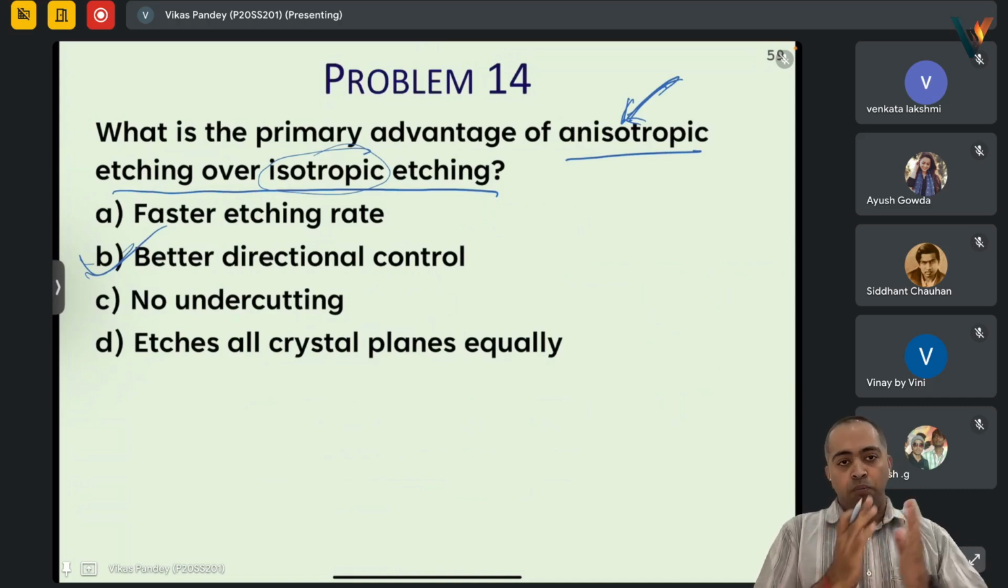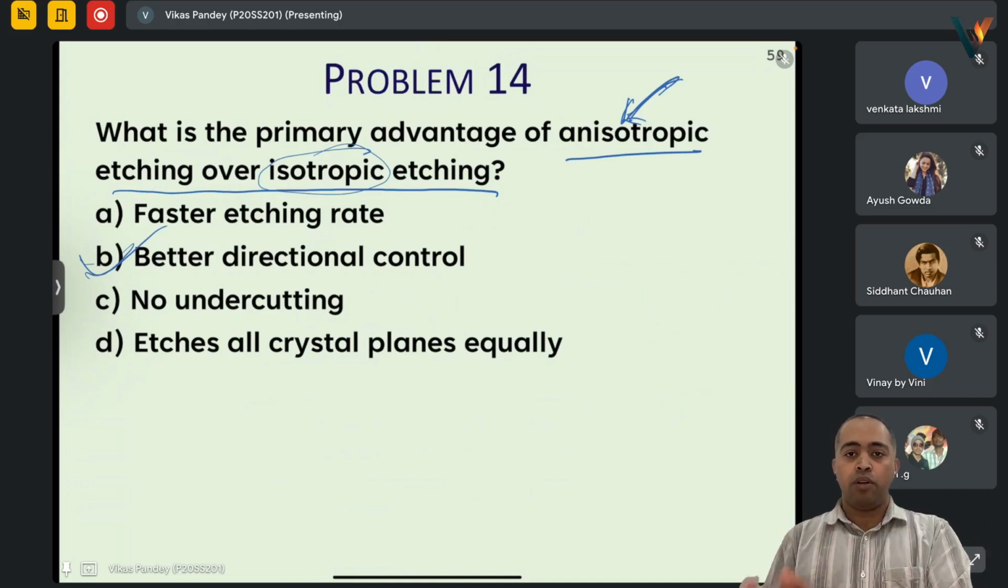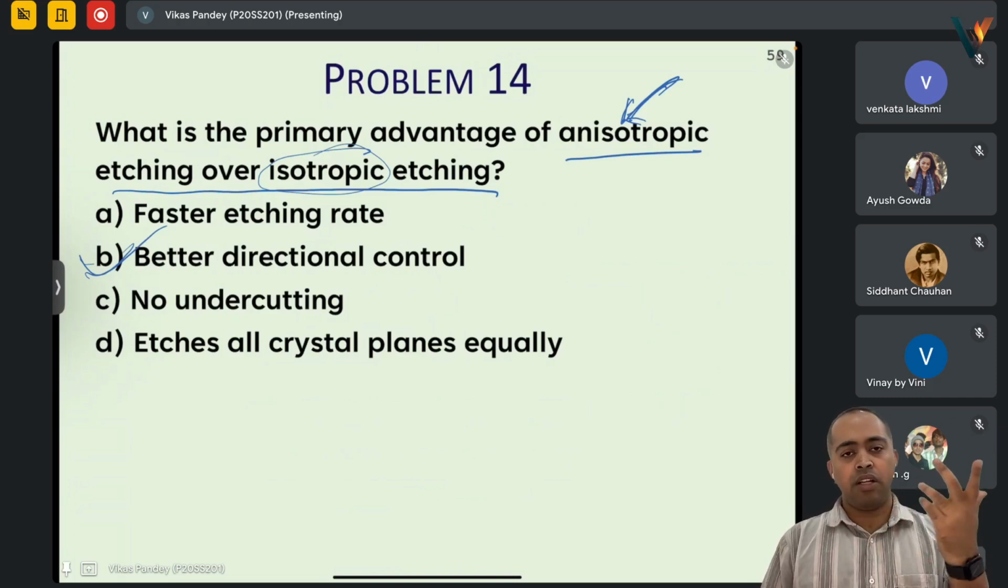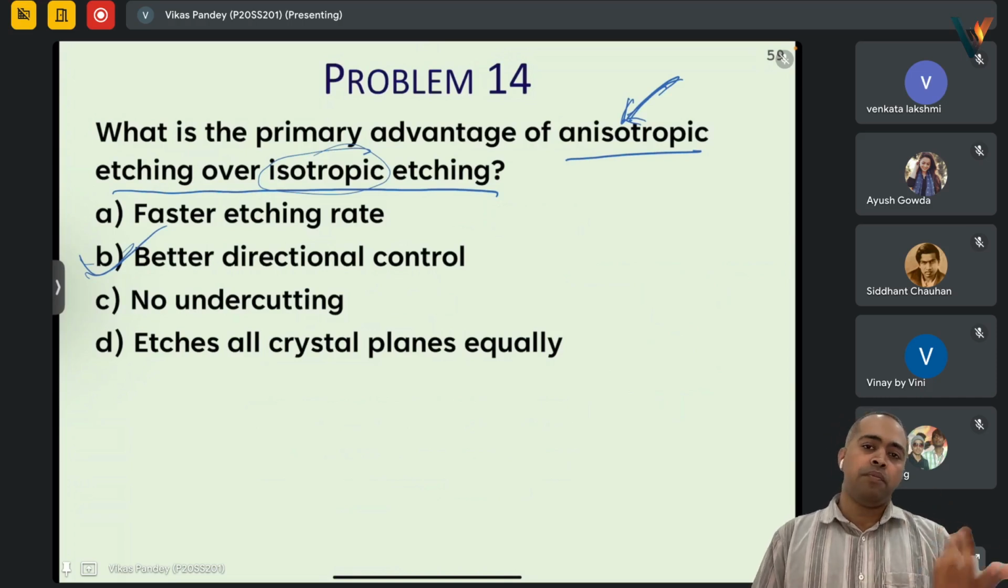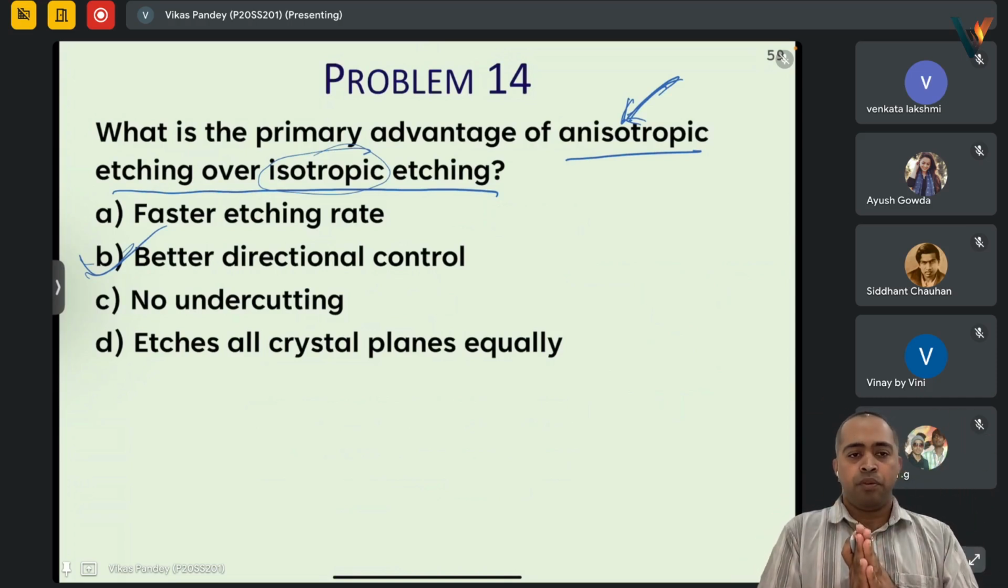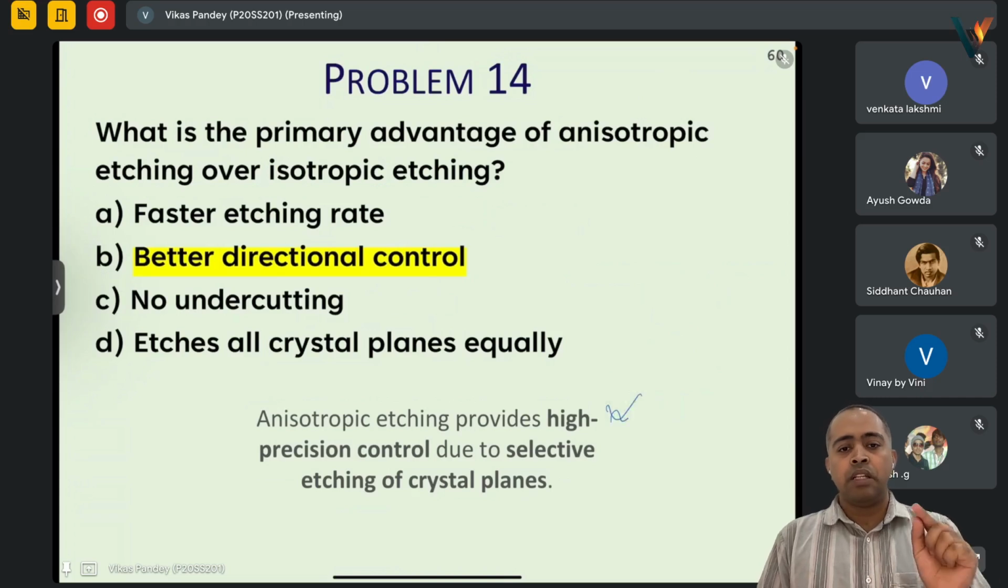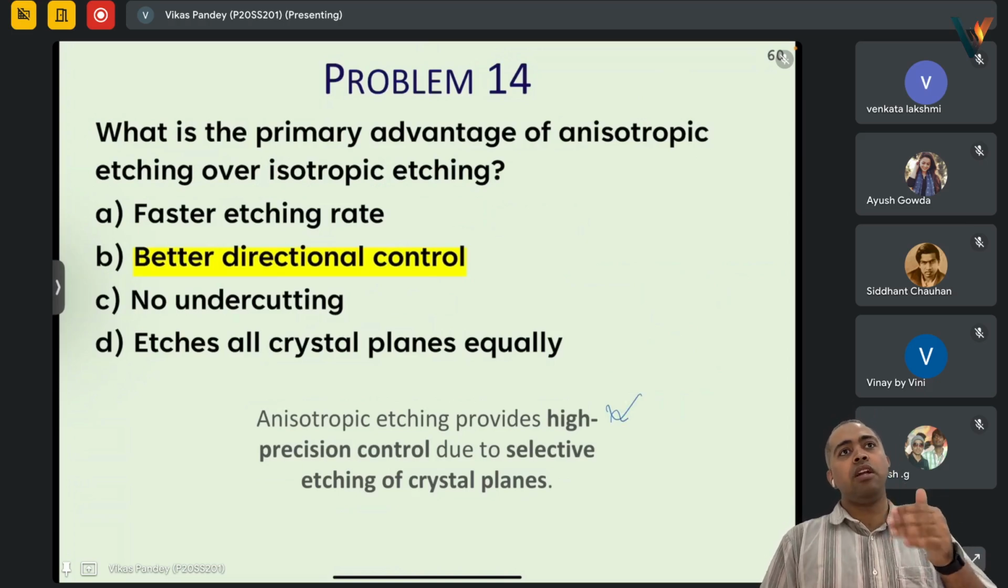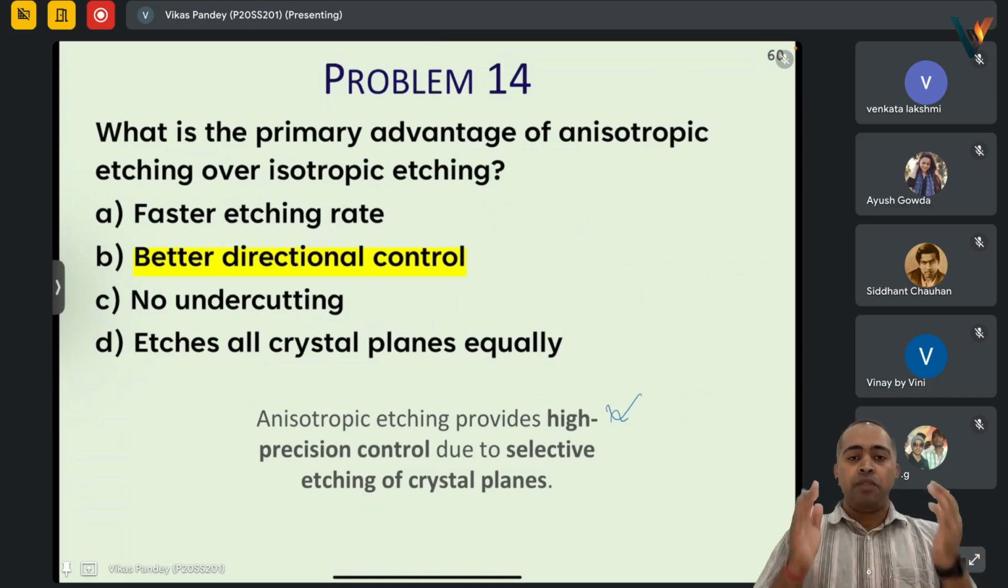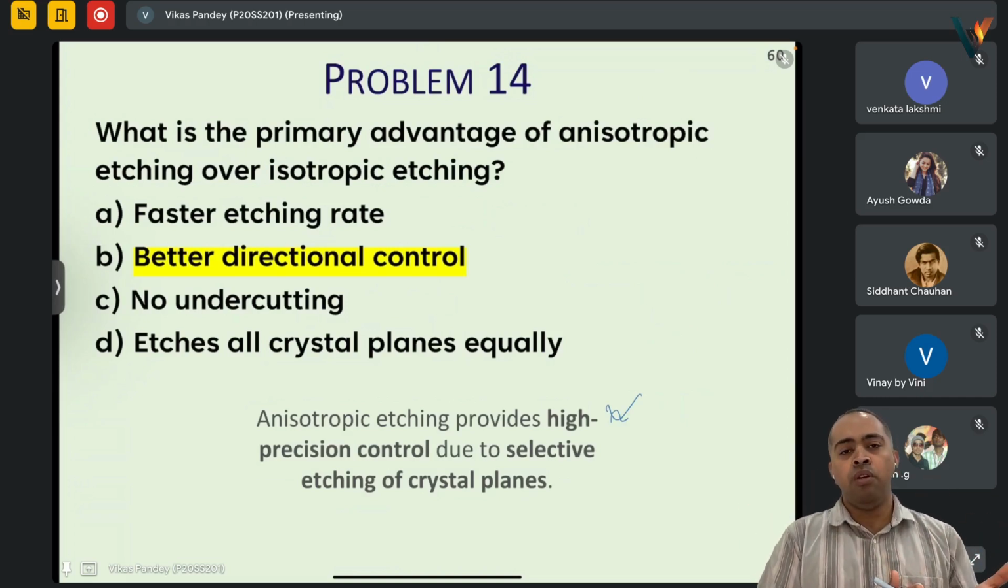Although there is no perfectly isotropic or perfectly anisotropic etching, there is a factor called anisotropy A that is defined as vertical etch rate divided by horizontal etch rate. So the higher the anisotropy, the better for high aspect ratio processes. Anisotropic etching provides high precision control due to selective etching of crystal planes. It is not that the 111 plane will not etch at all. It will, but it will be much slower compared to the 100 and 110 planes.